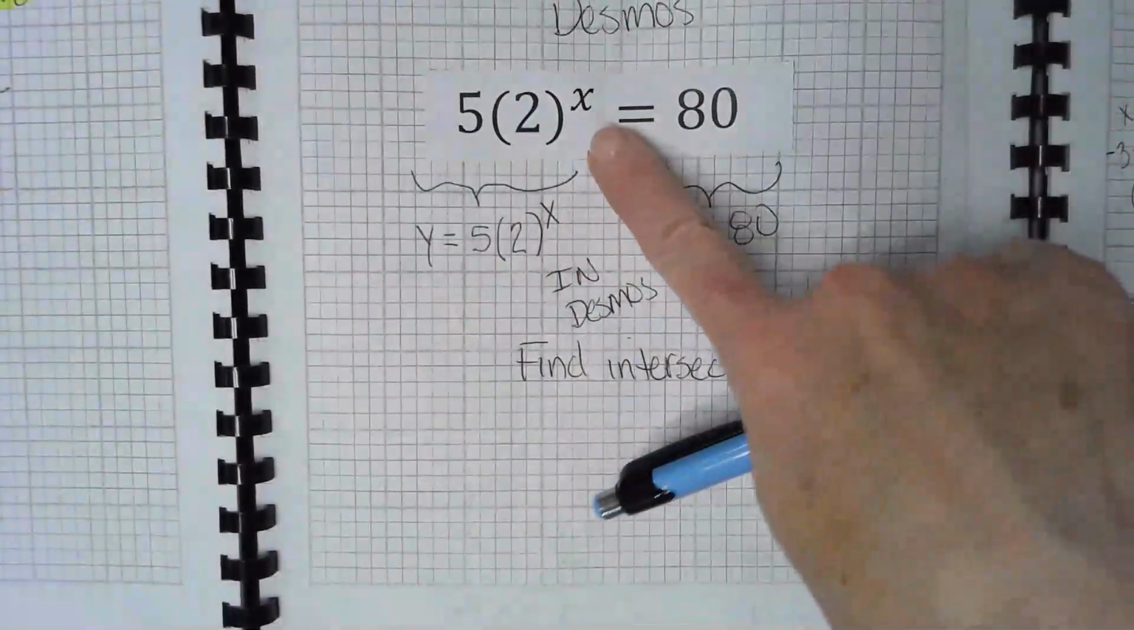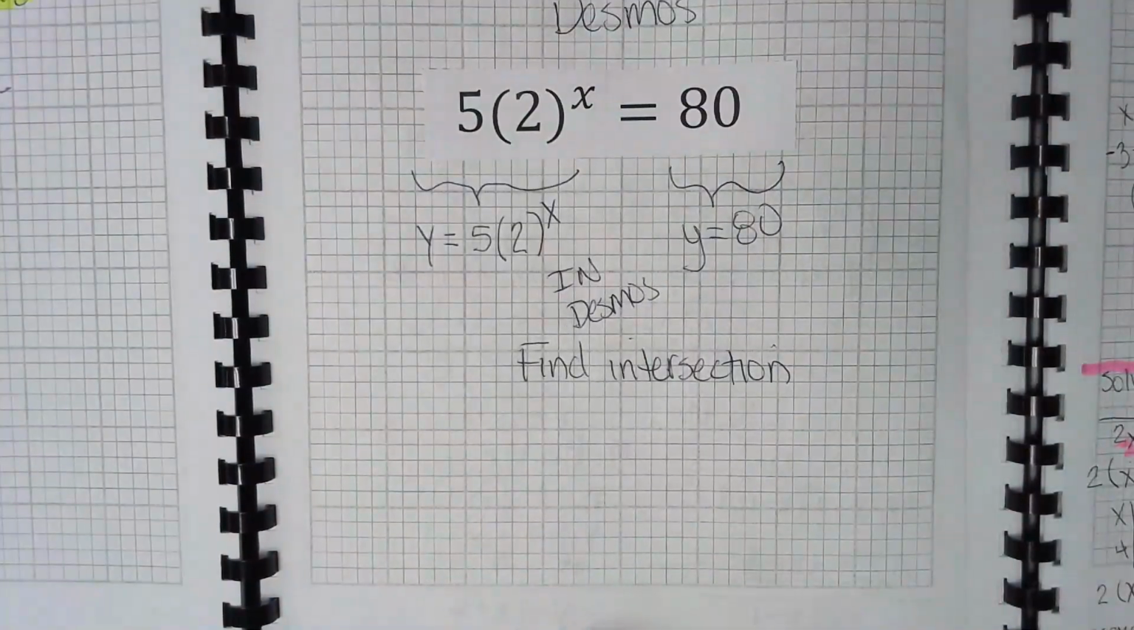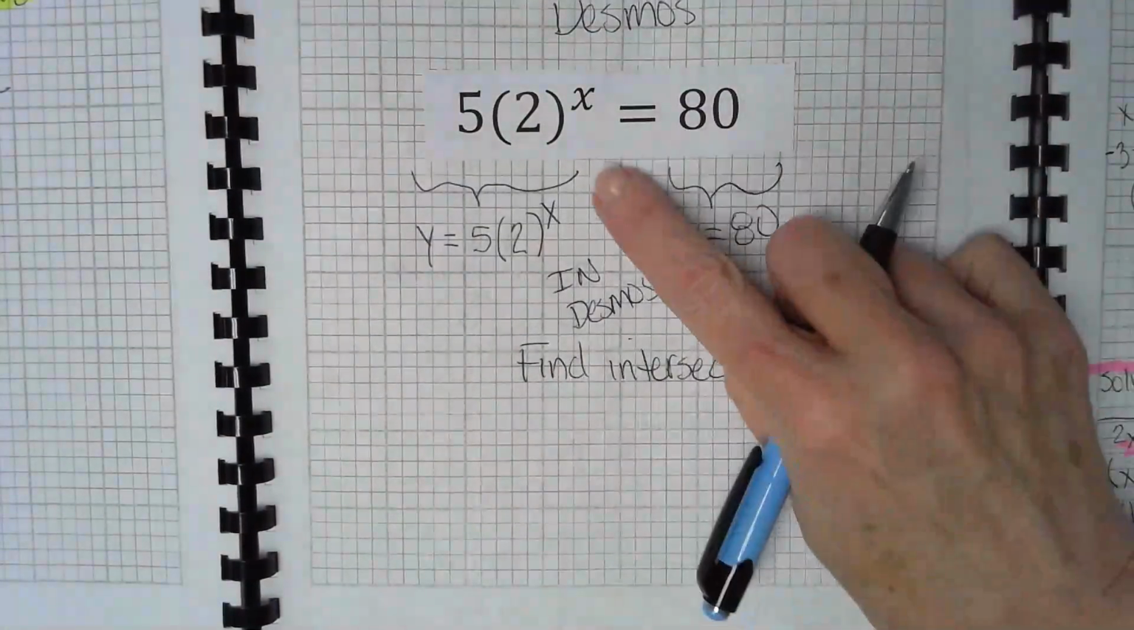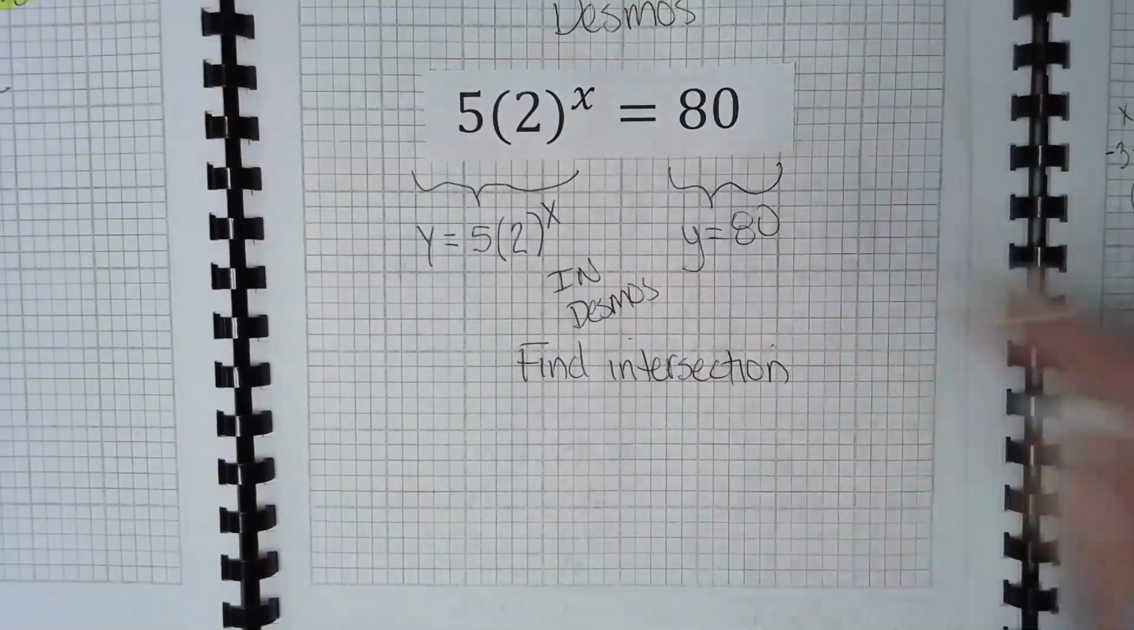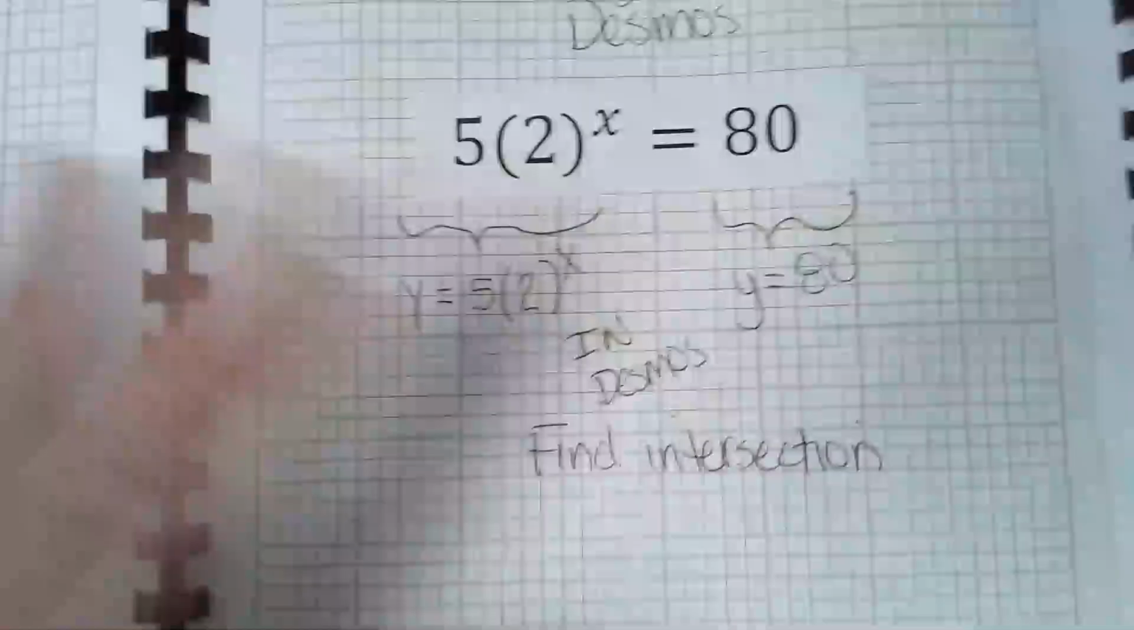I'll give you a hint. It's got to do with that letter right there. You're supposed to be giving the x answer because that's what you're solving for is x.